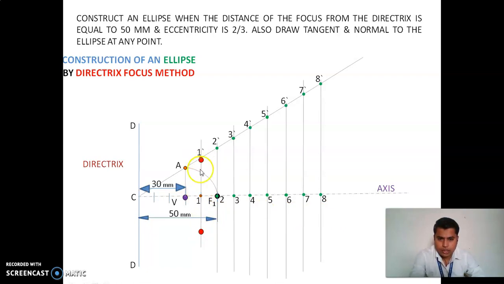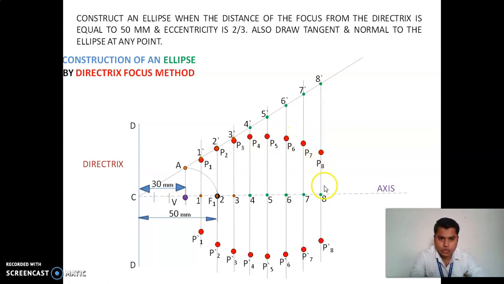Now take 1 to 1 dash as a radius and F1 as a center. You can draw points P1 and P1 dash. Similarly 2 to 2 dash as a radius, F1 as a center. Again you get a few more points, that is P2 and P2 dash. Again 3 to 3 dash as a radius, F1 as a center. You get points P3 and P3 dash. Similarly you can follow the same process, and you get points P8 to P8 dash.